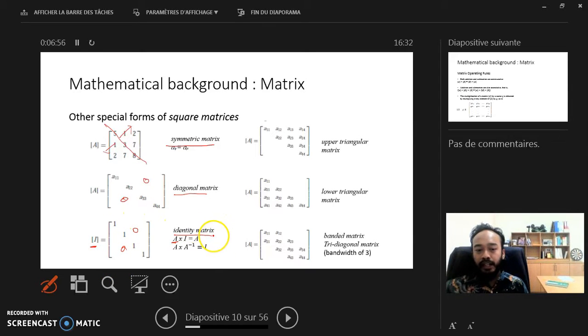So what's special with the identity matrix? I'm going to explain later in the operations of matrices, right? So the clues are here, but I'm going to explain later.